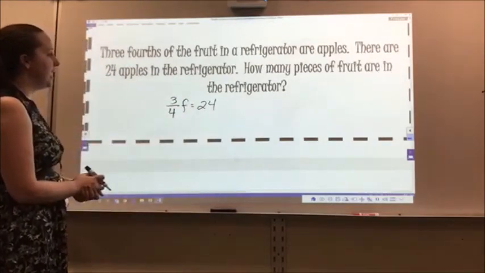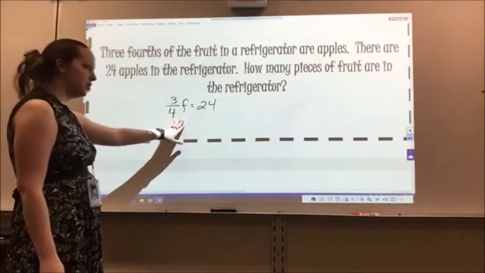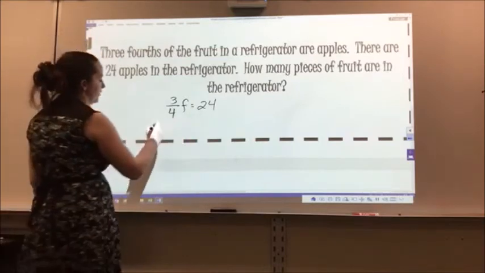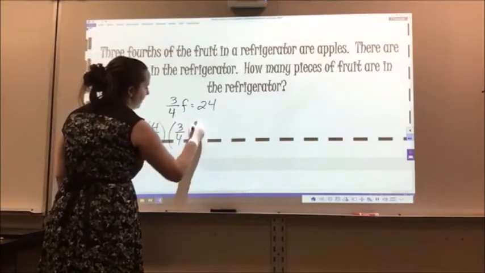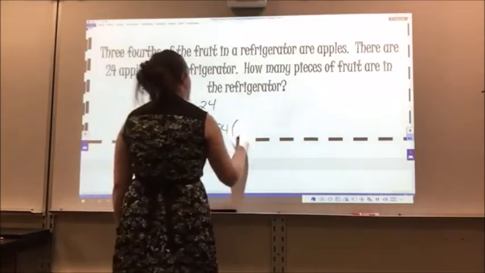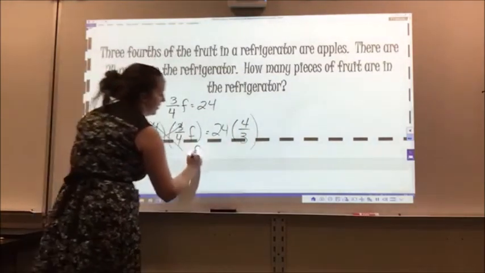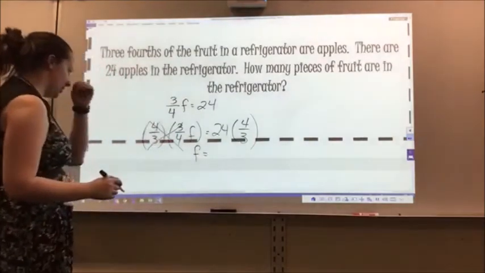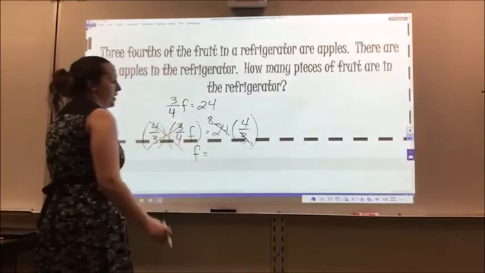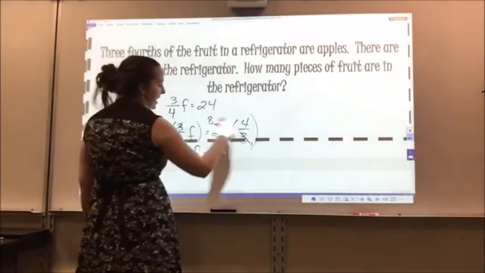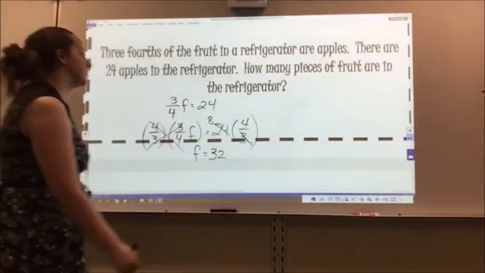Okay? Again, we're multiplying by a fraction, so we need to divide, which means we need to do the multiplicative inverse. So I do 4/3 times 3/4 f equals 24 times 4/3. Okay. This cancels out, and I'm left with f. 24 times 4/3, again 3 simplifies with 24, and I get 8 over 1. 8 times 4 is 32. So there are 32 pieces of fruit in the fridge.